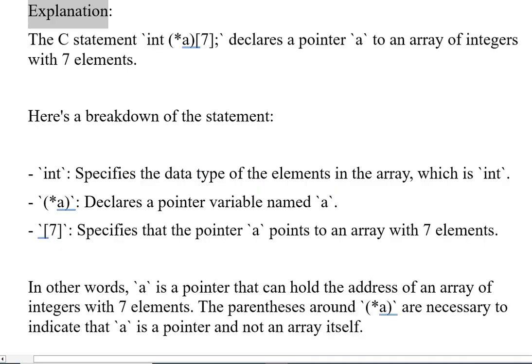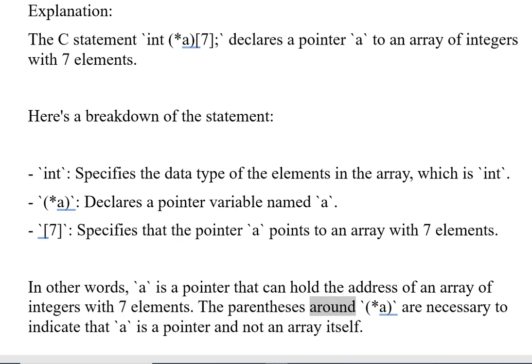Explanation. The C statement int (*a)[7] declares a pointer a to an array of integers with 7 elements. Here's a breakdown of the statement. int specifies the data type of the elements in the array, which is int. *a declares a pointer variable named a. [7] specifies that the pointer a points to an array with 7 elements. In other words, a is a pointer that can hold the address of an array of integers with 7 elements.